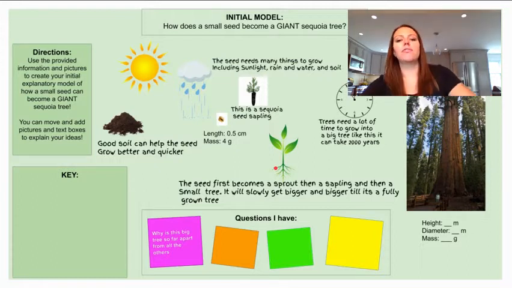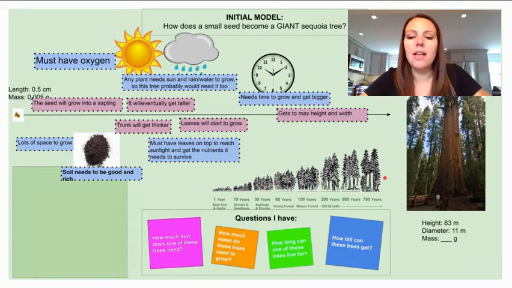The seed first becomes a sprout, then a sapling, and then a small tree. Slowly, it will get bigger and bigger until it's fully grown. Trees need a lot of time to grow into a big tree like this. It can take 2,000 years.